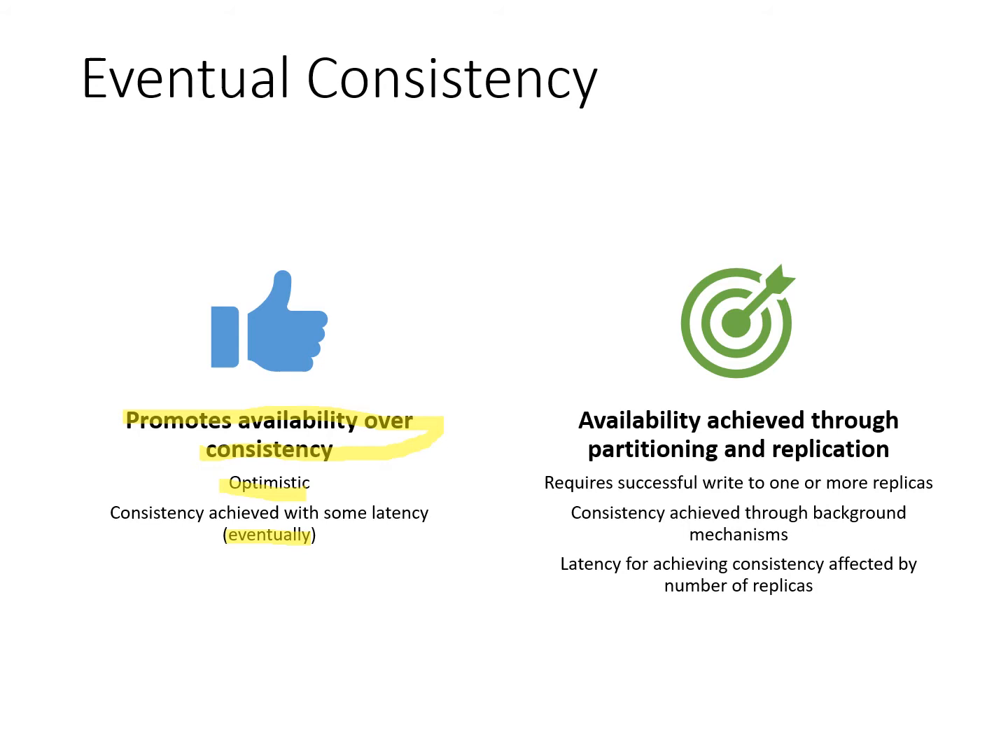It requires a successful write to one or more replicas, and then in the background the database will, typically asynchronously anyway, send the new value of the database object to the other replicas, which will eventually commit this so that all of the values are consistent. And the latency, of course, for achieving consistency is affected by the number of replicas. If there's 1 replica, updating this will be much quicker than probably updating 7 replicas.